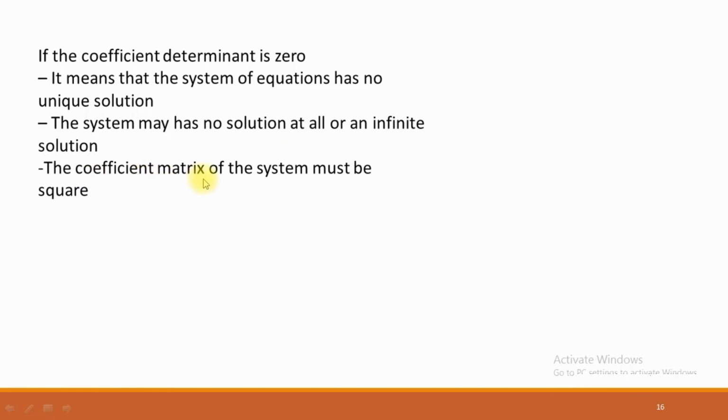And the coefficient matrix of the system must be square. So the inverse matrix method can be used for a system in which the number of equations is equal to the number of unknowns. Then we obtain the coefficient matrix as a square matrix.